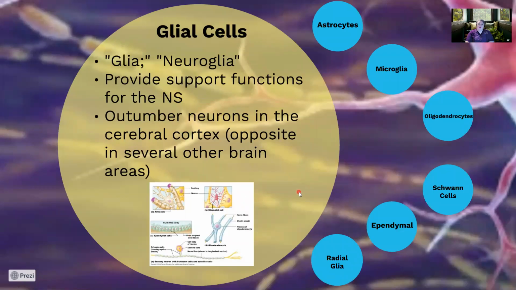So overall, glial cells, neuroglia, you might hear those different terms used interchangeably, provide support functions for the nervous system. In the cerebral cortex, they outnumber neurons, but in other parts of the brain, it's the opposite, where neurons may outnumber glial cells.